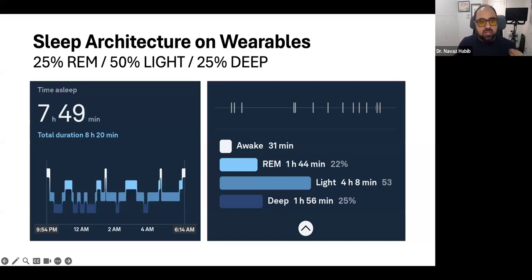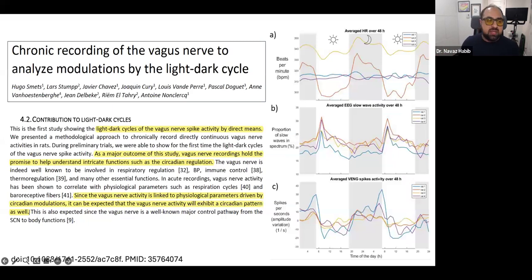Why this matters when it comes to the vagus nerve is very clearly chronic recording of the vagus nerve to analyze modulations in the light dark cycle. The moment we fall asleep, vagus nerve activation occurs. The moment we wake up, vagus nerve shuts down a little bit. We go into a sympathetic state when we're awake. We need to be asleep. We need to be in a state where vagus nerve is able to turn on, and we follow a very strong circadian rhythm. Vagus nerve activation follows this.